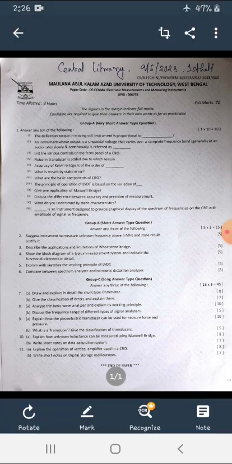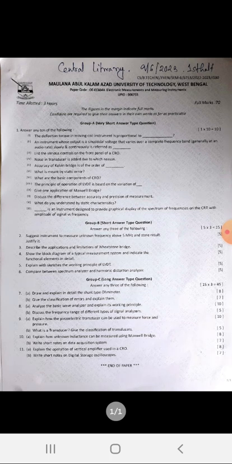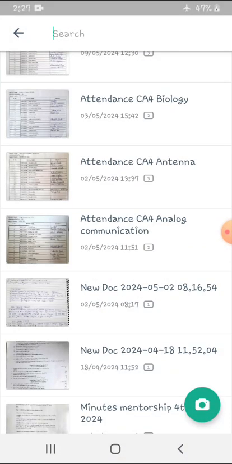Today I am basically going to discuss the broad type question, that is, the long answer type question. You may see from this question paper, question number 7: draw and explain in detail the shunt type ohm meter. To understand the shunt type ohm meter, first you have to know the function of an ohm meter.